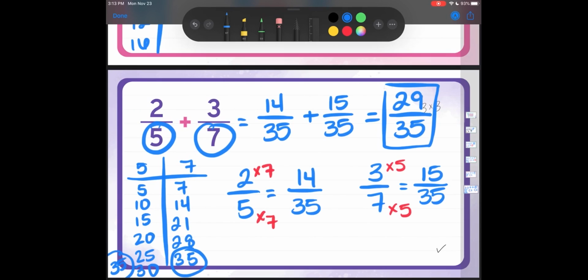So that is solving addition and subtraction problems with fractions that have different denominators. So they're solved basically the exact same way, except our final operation of adding or subtracting just changes the problem. Every other step, though, is the exact same way. So let's go ahead and take a look at y'all's assignment for today.